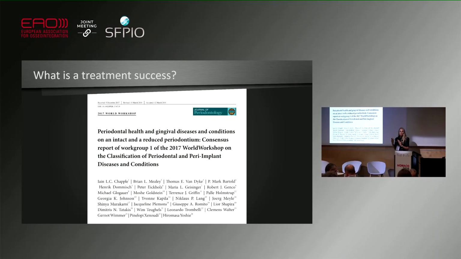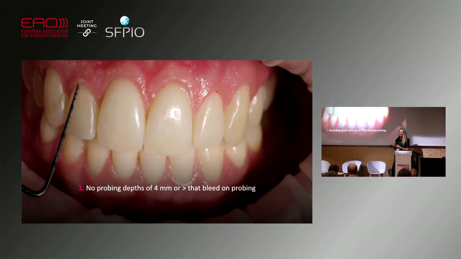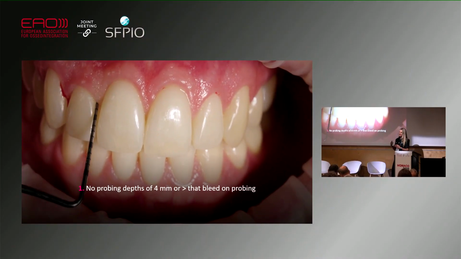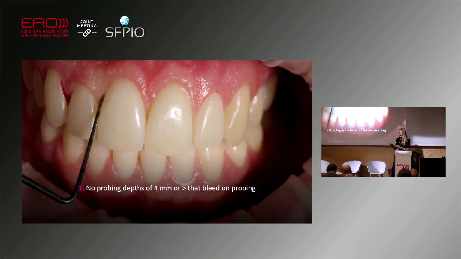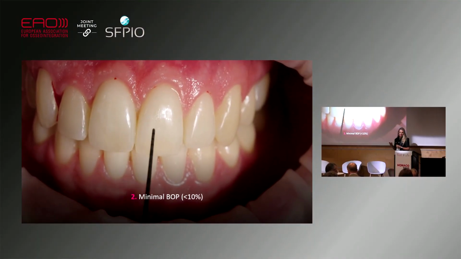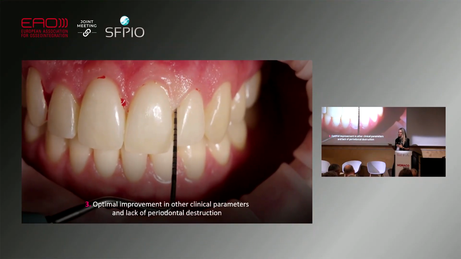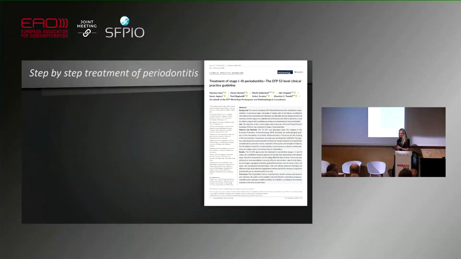So whenever we do have a periodontal patient, we have to define what we seek and what we aim for. According to the World Workshop in Periodontology, the ultimate treatment goals in treating periodontitis are a probing depth of 4 millimeters or less that does not bleed on probing, minimal bleeding on probing expressed by less than 10%, ultimate improvements in other clinical parameters, and lack of periodontal destruction.